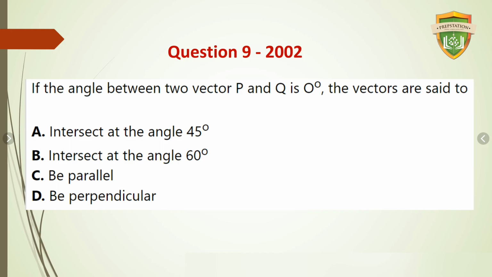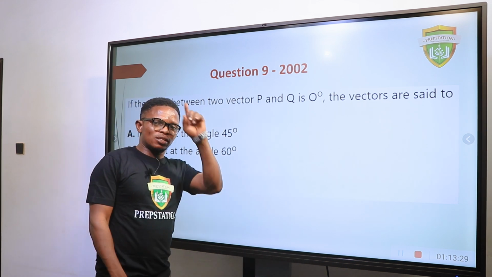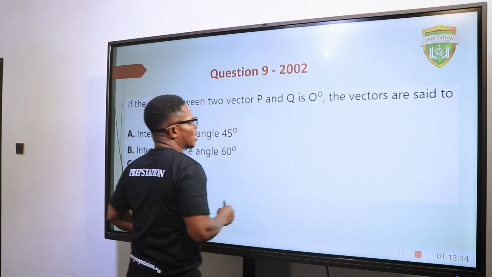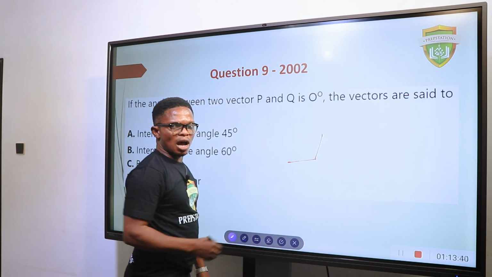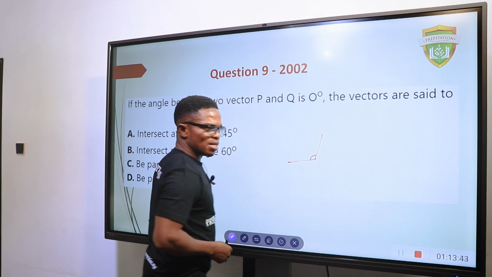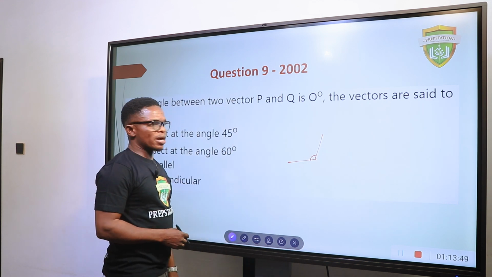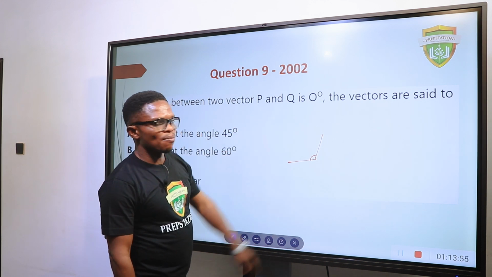Now let's go. If the angle between two vectors P and Q is 0 degrees, the vectors are said to be what? Very simple question. The only condition for vectors to have an angle of 0 is if they are parallel. Do you know why? Because an angle is formed when two lines meet at a point. So if two lines cannot meet, it means they are parallel and cannot form an angle. So the only condition for the angle between P and Q to be 0 is when they are moving parallel.